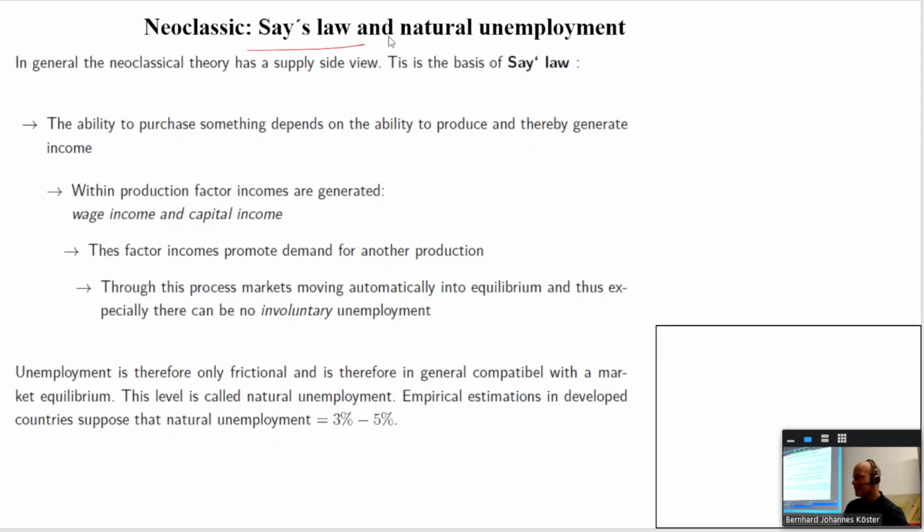Supply-driven economy at this point just means everything is working via our markets, and then there is only a free-choice unemployment, which is corresponding to our production level in our economy. And therefore, we call this unemployment the natural unemployment.